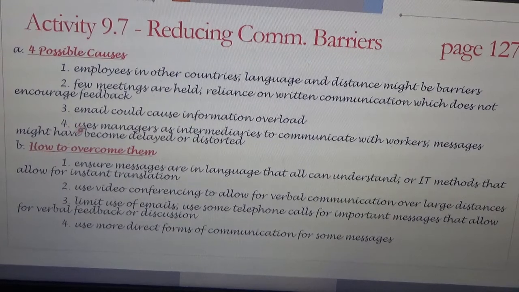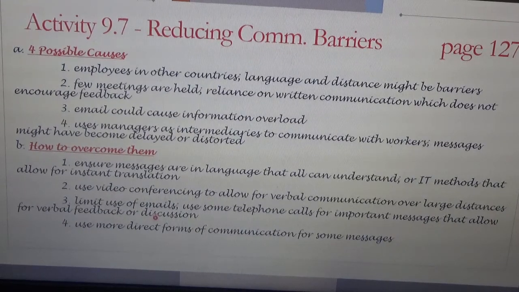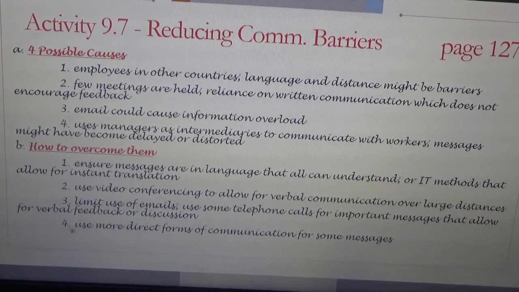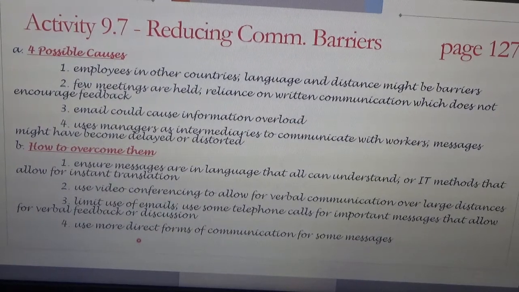Okay, now we have email could cause information overload. Okay, so the solution is to limit the use of emails. Use some telephone calls for important messages that allow for verbal feedback or discussion. And the last possible cause written here, uses managers as intermediaries to communicate with workers. Messages might have become delayed or distorted. Right. So the solution is to use more direct forms of communication for some messages.